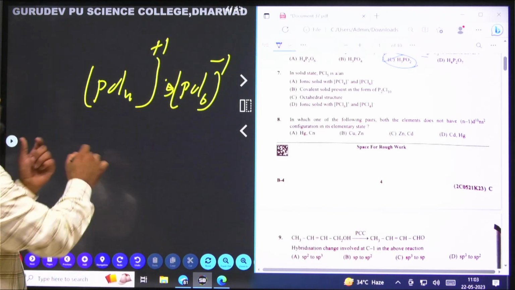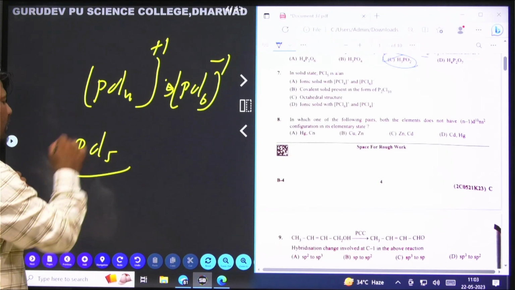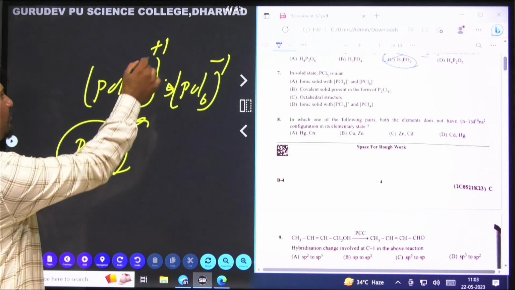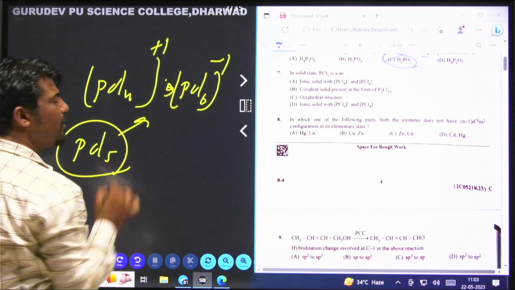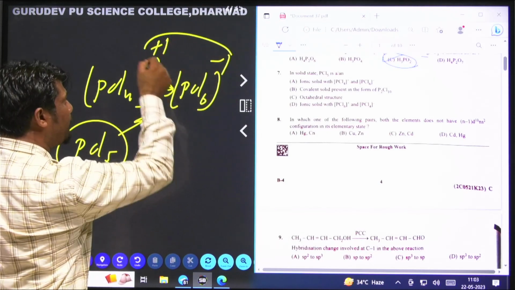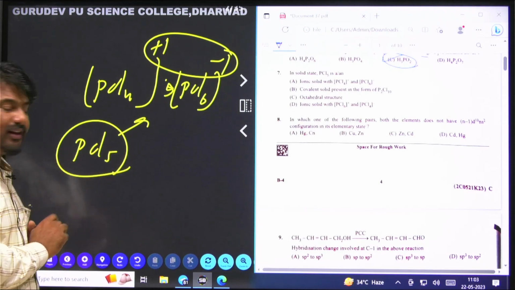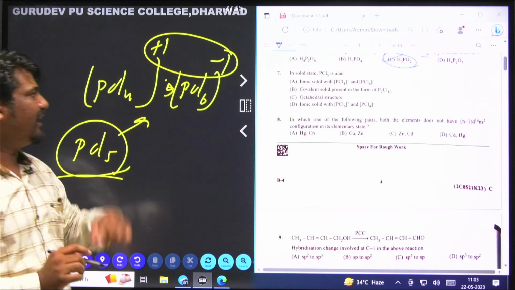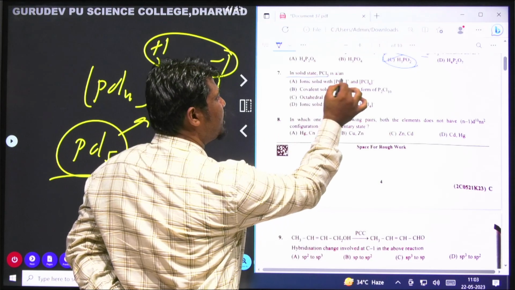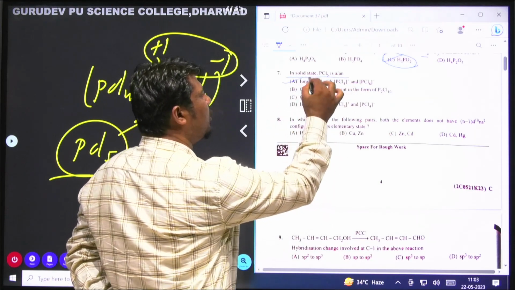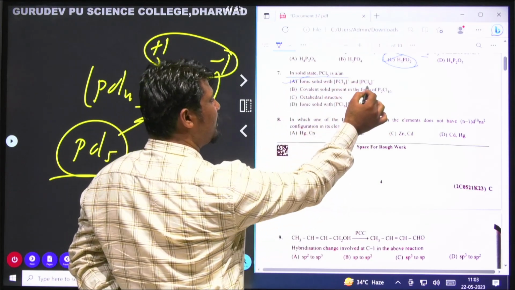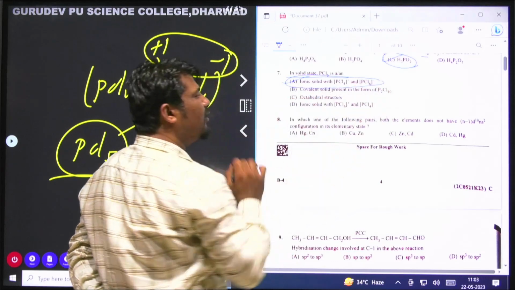Like this, the PCl5 exists in the form of PCl4 plus 1 and PCl6 minus 1. So these two oppositely charged ions are attracted to each other to become a solid, that is PCl5. So that's the reason why solid PCl5 is an ionic solid with PCl4 plus and PCl6 minus. This is the right answer.